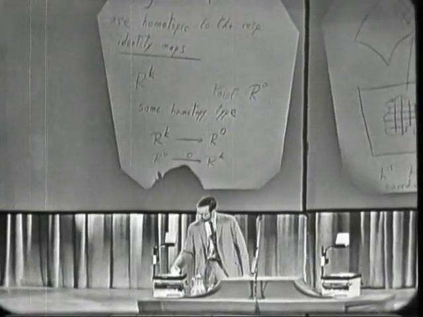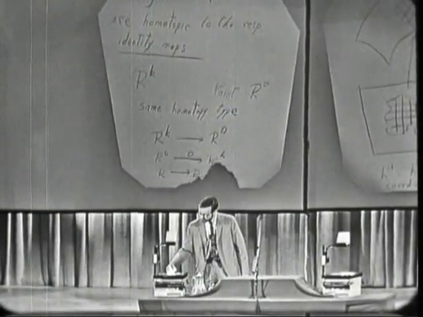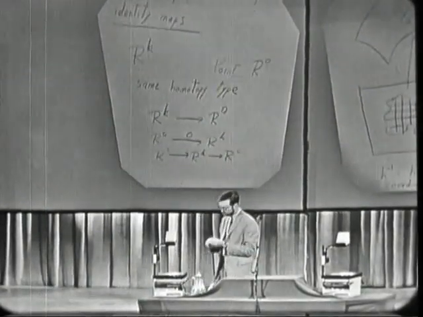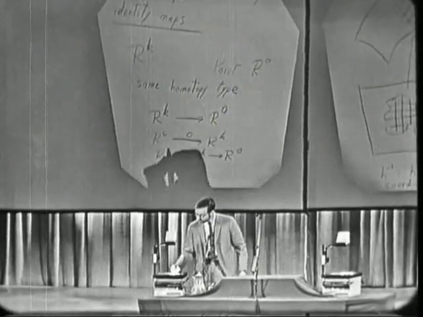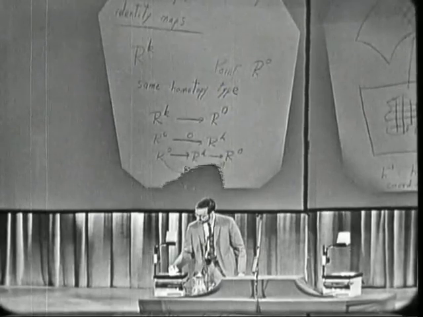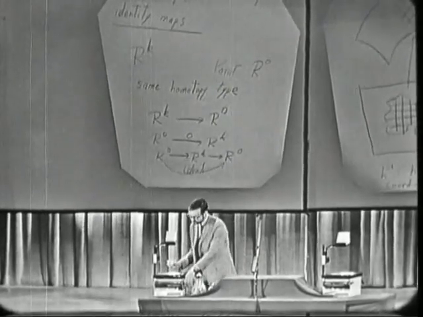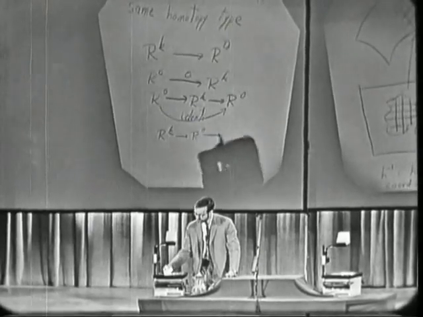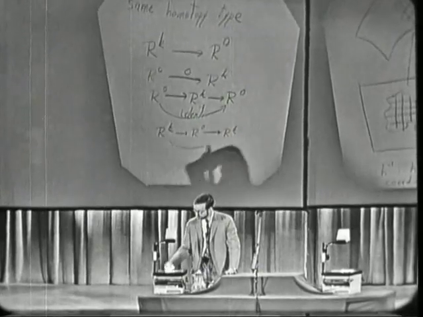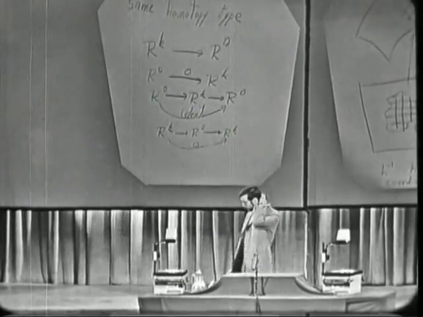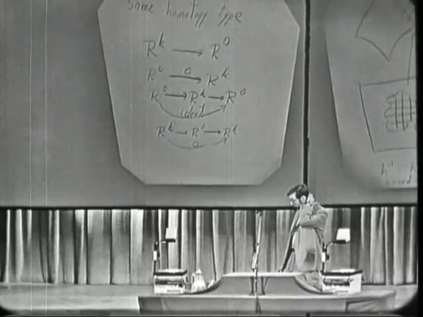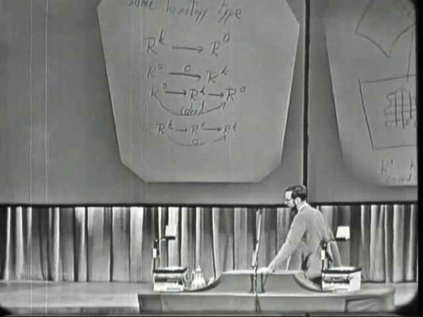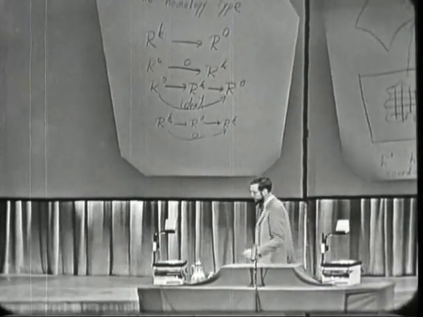And now I have to look at the two compositions. If we go from R^0 to R^k and back to R^0, well, again, there is only one mapping from R^0 to R^0, so we have to get the identity. And the other way, from R^k to R^0 to R^k, so we get the mapping from R^k to itself, which I'll call 0. It sends every point to the origin. So in order to prove that these mappings are homotopy equivalences, I just have to prove that this 0 mapping from R^k to itself is homotopic to the identity.